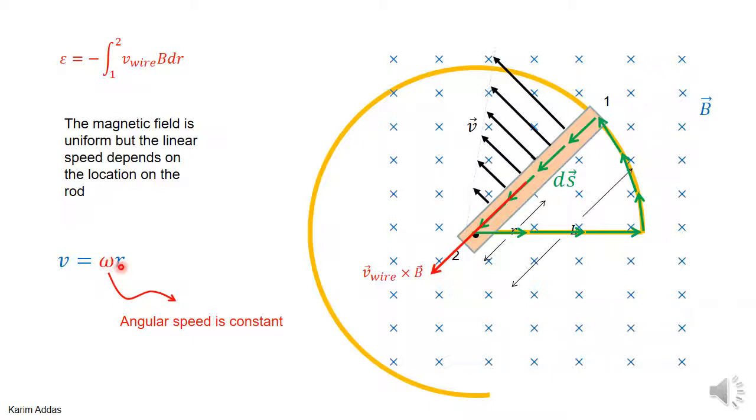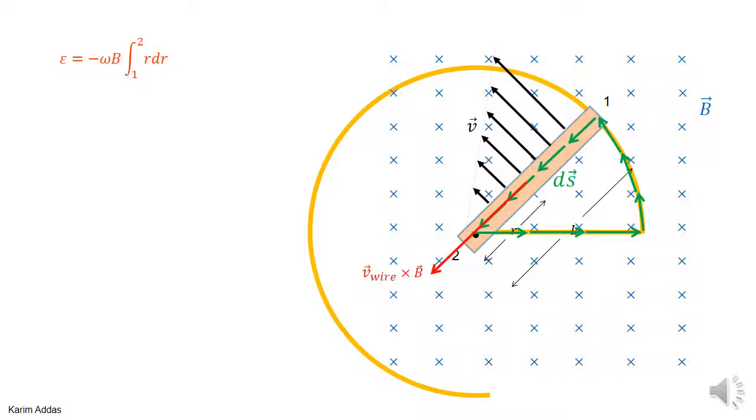Remember, V is equal to omega r, if you watched the previous video. So we can substitute V as omega r, and we can take the omega and B out, and we're left with the integration of r dr. The integration of r dr is r squared over 2, and then you substitute the upper limit, which is 0.2, and the lower limit, which is 0.1, and you get 0 minus L squared over 2. The minus and minus will cancel. You get the EMF is 1/2 omega B L squared. And it's exactly the same value we got for the potential difference across the rod between 0.2 and 1.